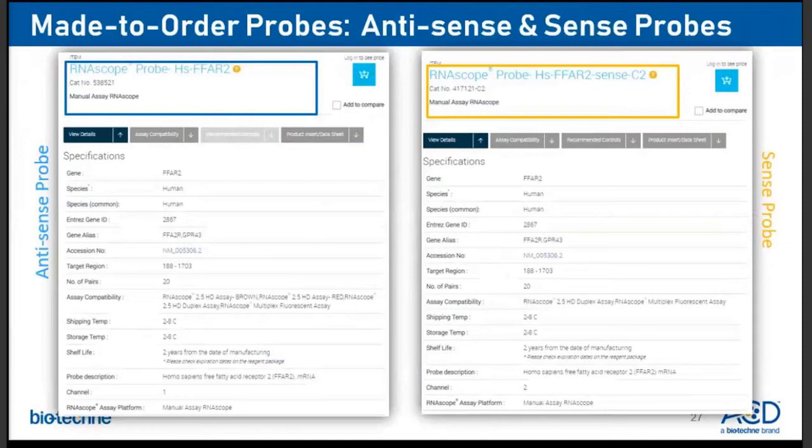Next, how do you detect the sense probe? In this case, this is the RNAscope probe HS-FFR2, and it's a sense probe in the C2 channel. This probe will be used to detect the genomic region of this mRNA and does not detect the mRNA of this gene at all. So this will be an example of antisense in blue, and in gold, this would be an example of a sense probe.